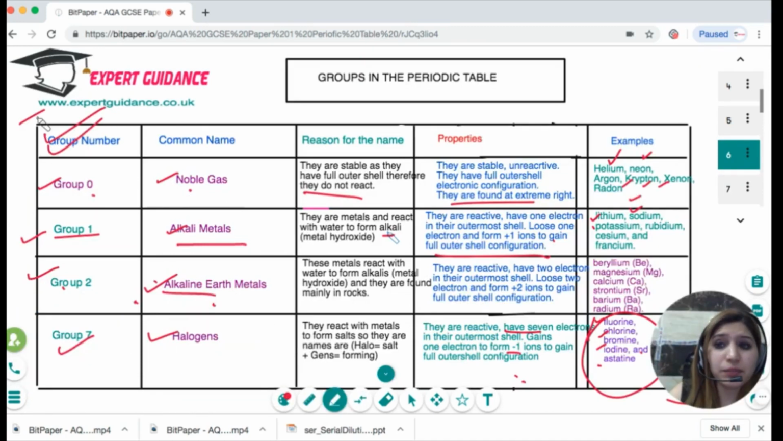This is very important. Make sure you remember the common names, which group they are in, why we call them with their names, and a few properties of them. Okay, so now let's elaborate about group 1 and group 7 a bit.